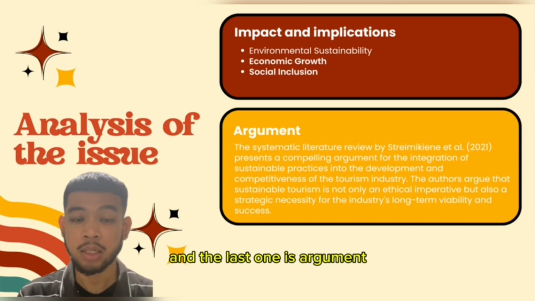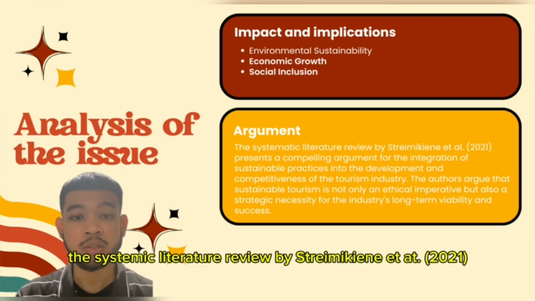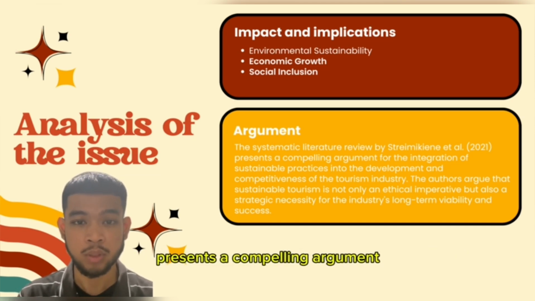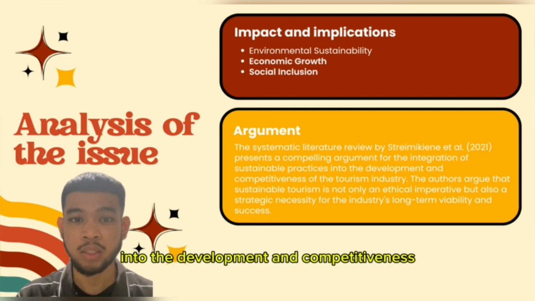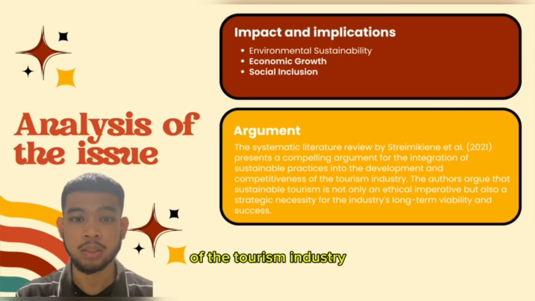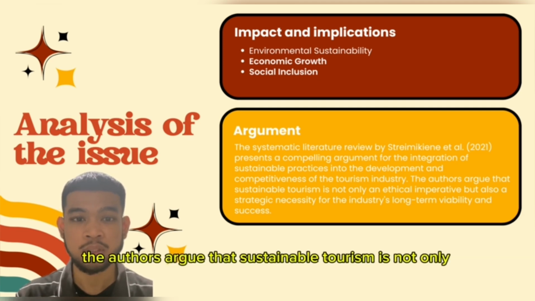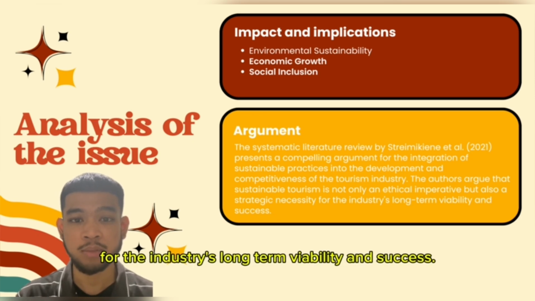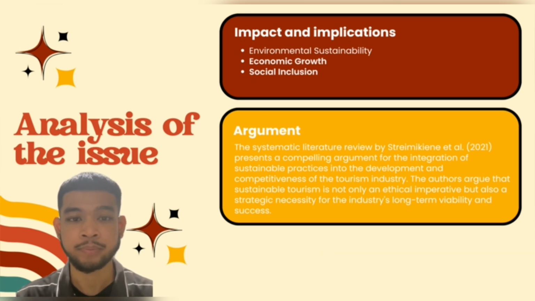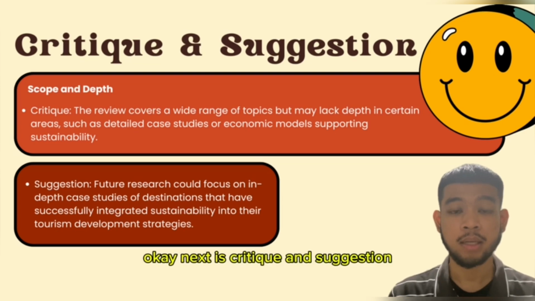And the last one is the argument. The systematic literature review by Shremikian et al. 2021 presents a compelling argument for the integration of sustainable practices into the development and competitiveness of the tourism industry. The author argued that sustainable tourism is not only an ethical imperative but also a strategic necessity for the industry's long-term viability and success.